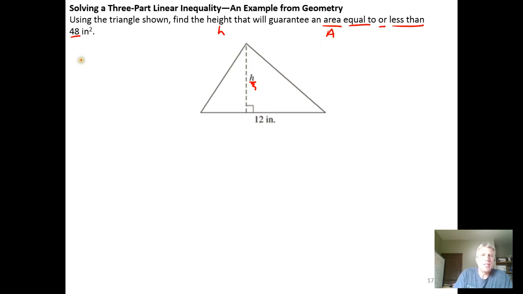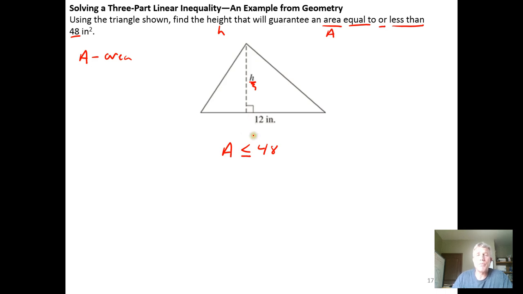So if I represent area with A, we want an area that is less than or equal to, so we'll do the less than or equal to symbol, and we want it to be less than or equal to 48 square inches. And right now this is just a two-part inequality. It has two sections broken into two sections by a single inequality.